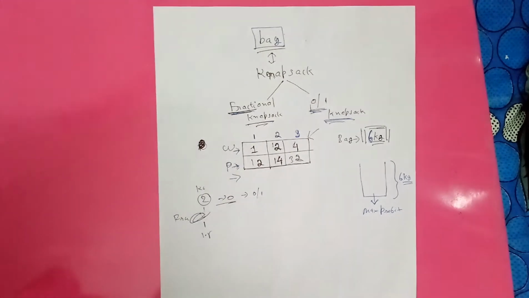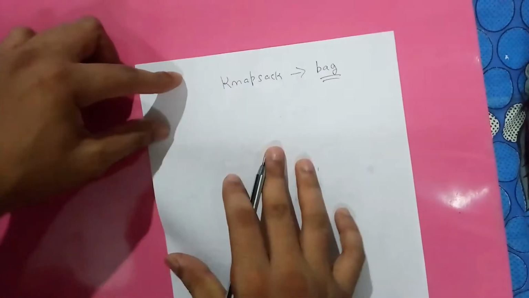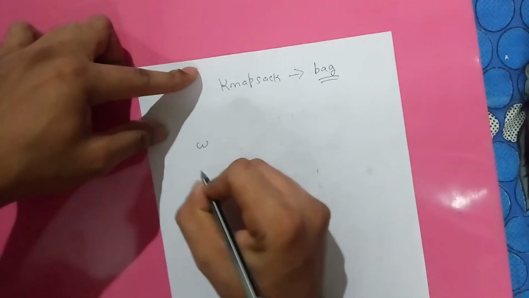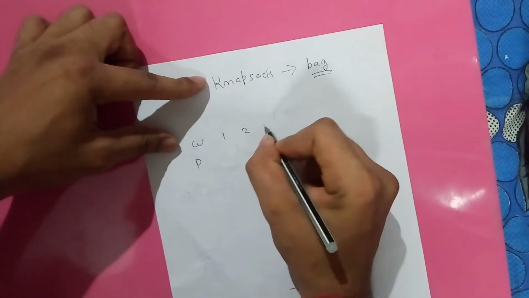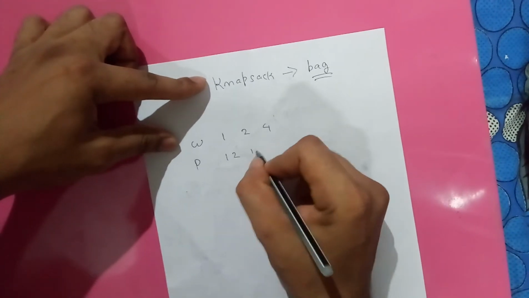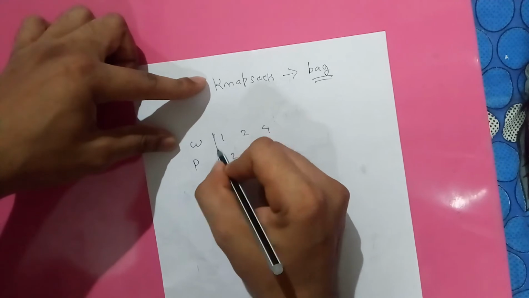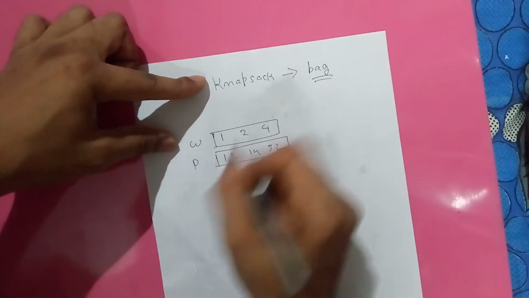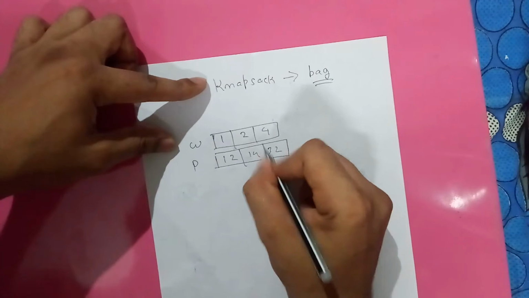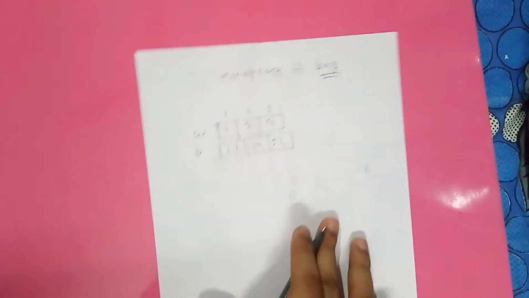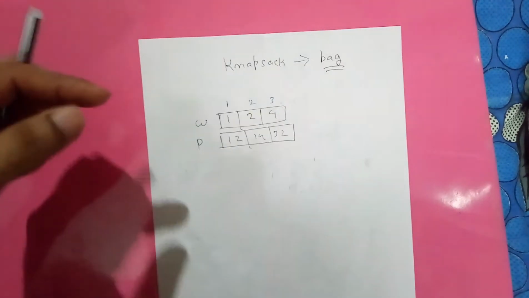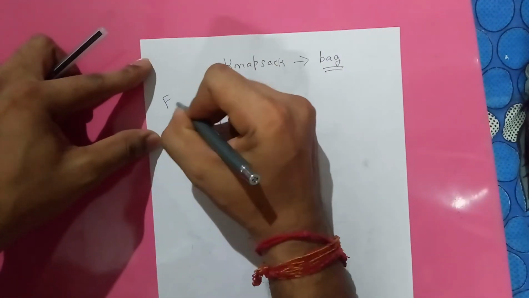So first of all, let us understand what a fractional knapsack is. We have taken that same example, weight and profit. The weights are 1, 2, 4, 12, 14, 32. This is my weight, this is my profit. This is item 1, this is item 2, this is item 3. First of all, I am applying the greedy method to it. I am performing fractional knapsack.